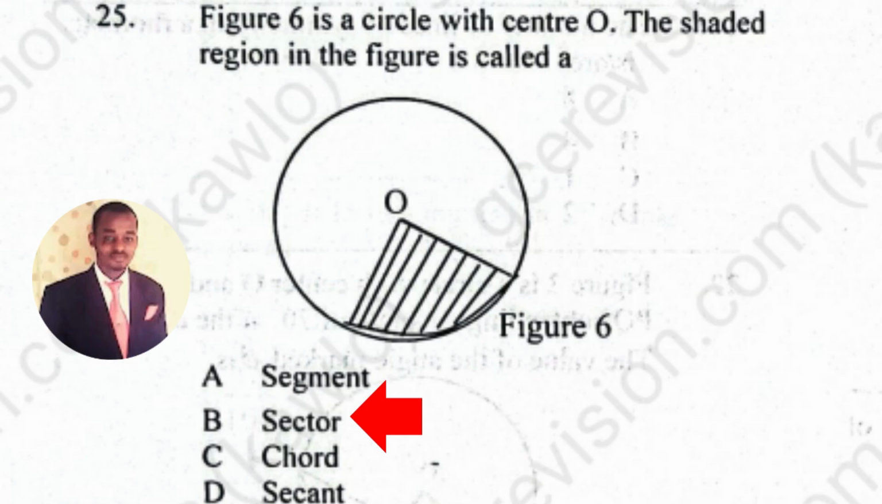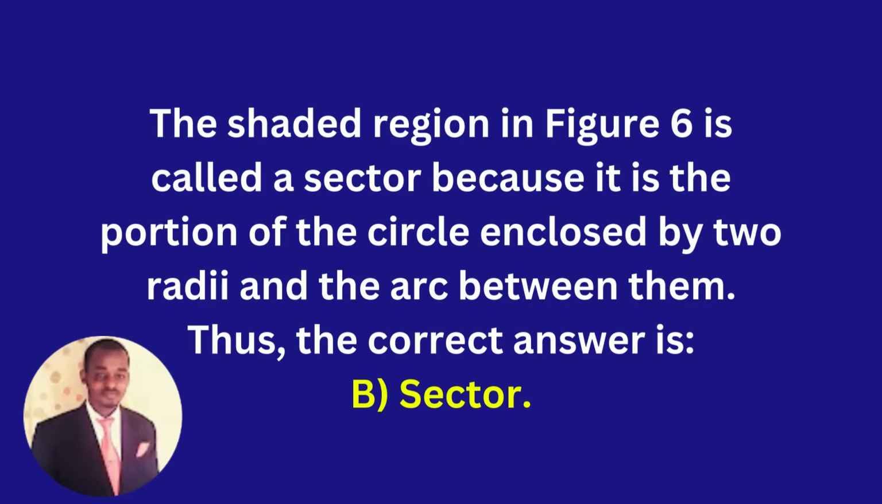Question 25 says: Figure 6 is a circle with center O. The shaded region in the figure is called A. The answer is the sector. Why is it a sector? Here we have the explanation why it's a sector, because it is enclosed between them. So you can read it and see why we came about that.